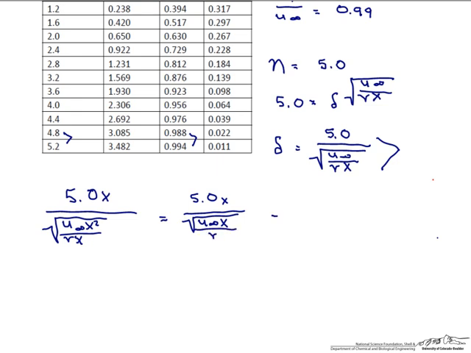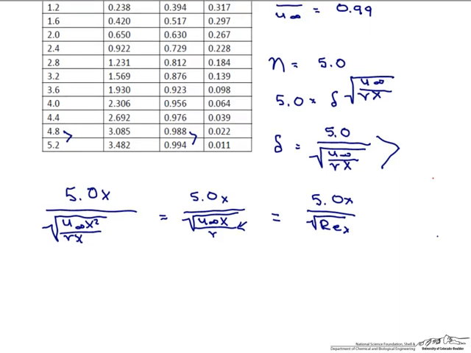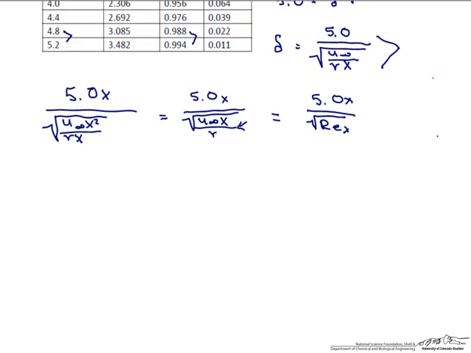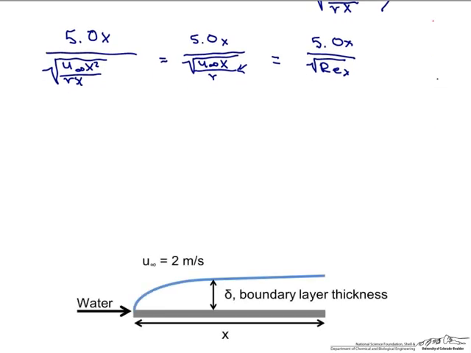And hopefully we recognize this quantity in the denominator under the square root as the Reynolds number. That means at any x, if we know the fluid property, in particular the kinematic viscosity and the free stream velocity, we can find the boundary layer thickness, or del. Let's look at an example.